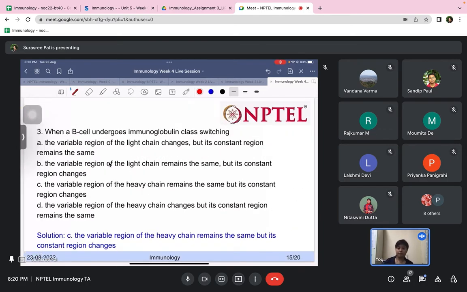And why not B? Look at it carefully. Option C says the variable region of the heavy chain remains the same, but its constant region changes, whereas option B was the variable region of the light chain. The difference between option B and C was that in option B it was light chain, and in option C it was heavy chain. So remember, the constant region of the heavy chain is only responsible for the several classes of antibodies, right?